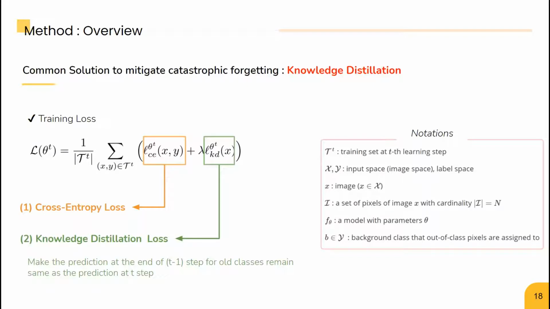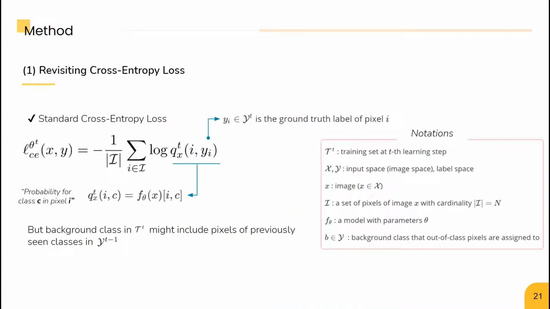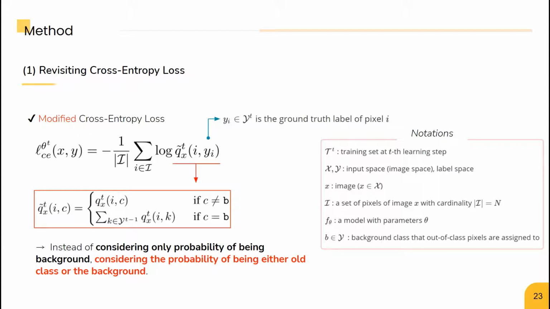Common solution is to use knowledge distillation, which forces the model not to forget previous knowledge on old classes. However, we still need to address background shift. So the authors modify those two losses to address background shift as well as introducing proper initialization methods. Standard cross-entropy loss can be written like this, but the background class in the current time step might include pixels of previously seen classes. If we don't consider it, predictions on the old classes would collapse into the background as shown on the right figure. So the authors add a slight modification.